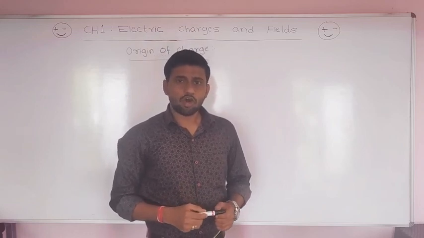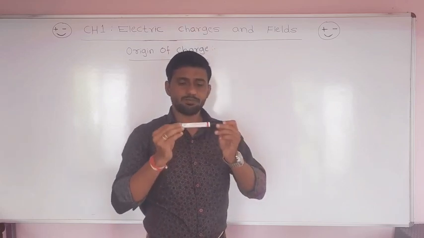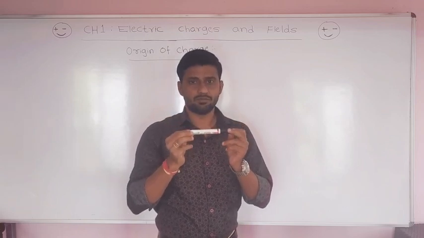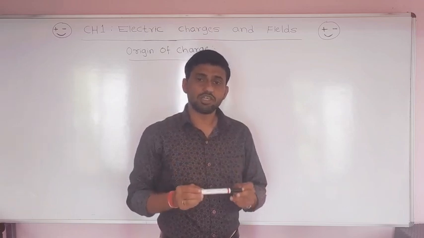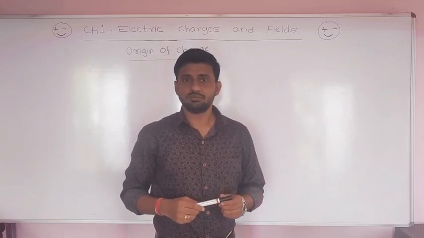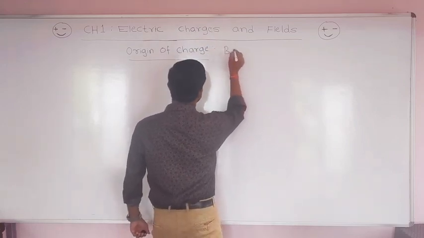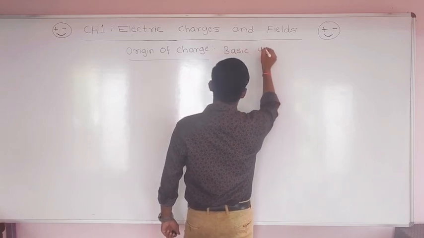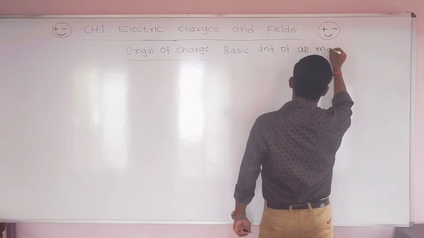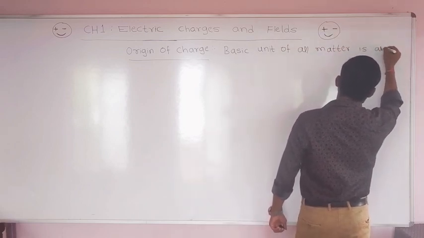If I take any object, that object is made up of so many atoms. For example, this pen is also made up of so many atoms. The atom is the smallest unit of this pen, so we can say that the smallest unit of all matter is the atom. The basic unit of all matter is the atom.